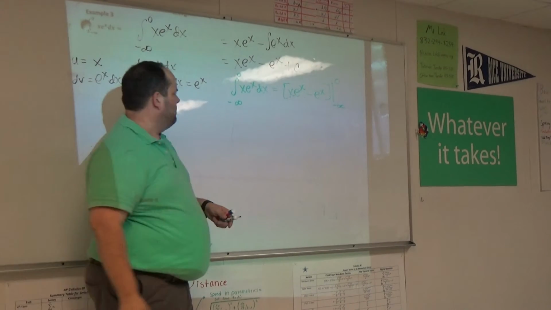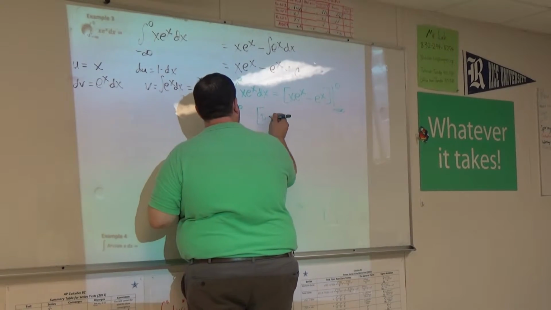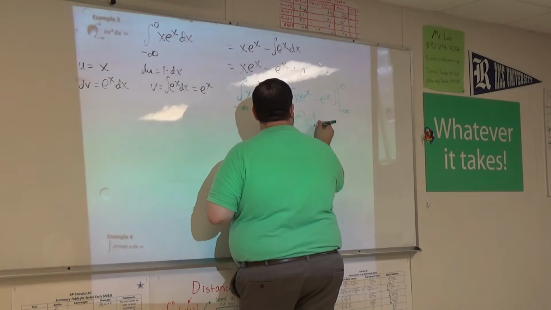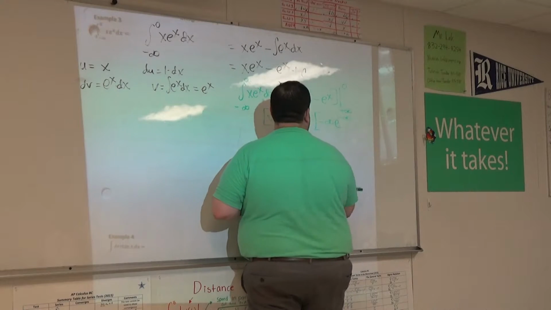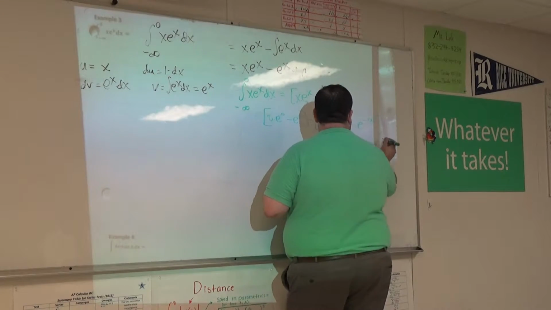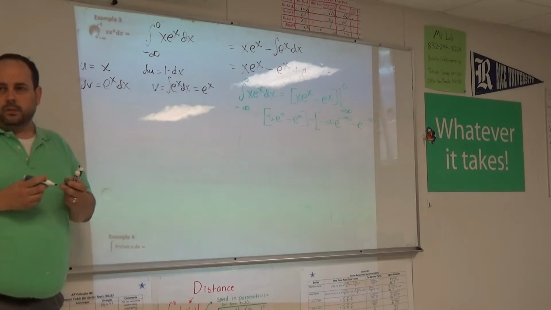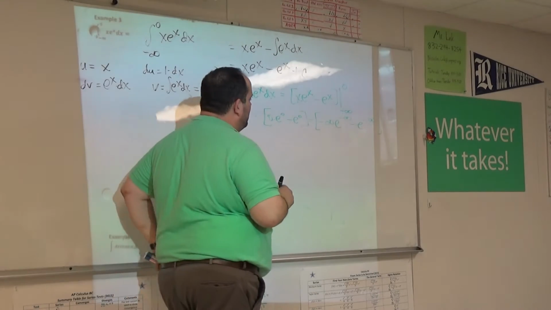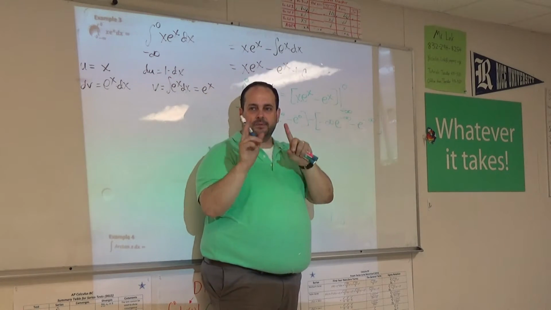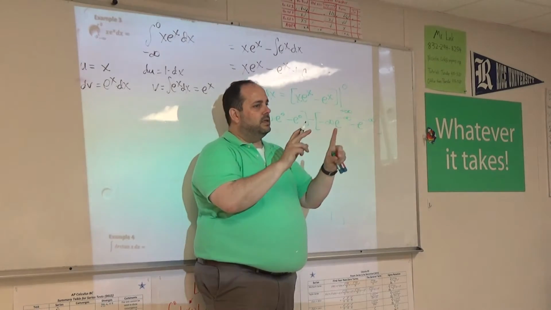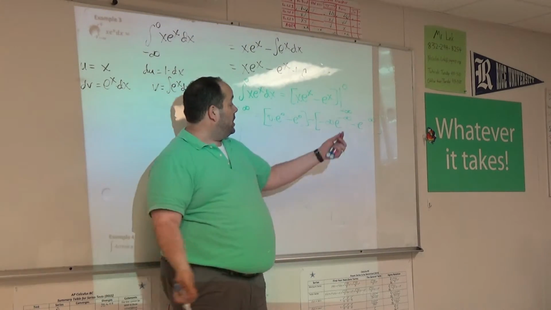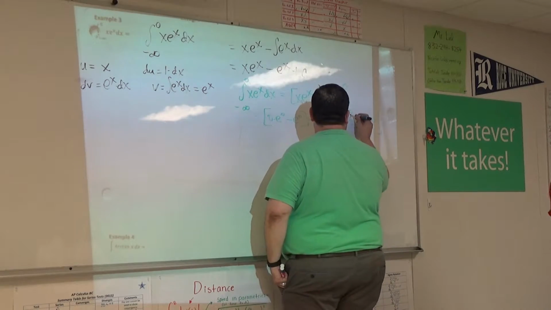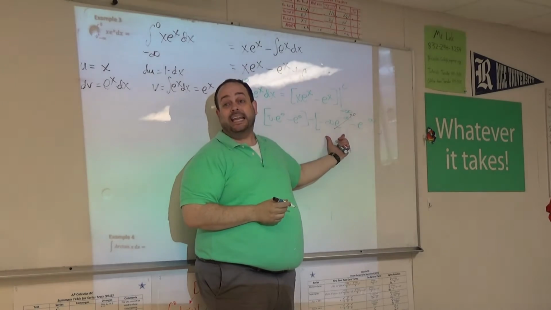Okay, I can do that. I'm going to plug in zero: zero e to the zero minus e to the zero, minus negative infinity e to the negative infinity, minus e to the negative infinity. Ooh. Isn't that an indeterminate form? A number times infinity will give you infinity, but a number times zero will give you zero. The key is e to the negative infinity approaches zero, so the question is, what's negative infinity times zero?